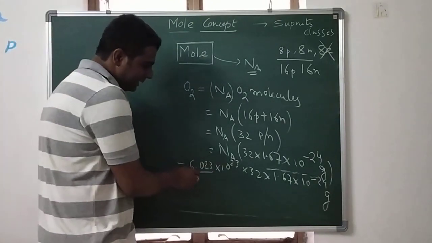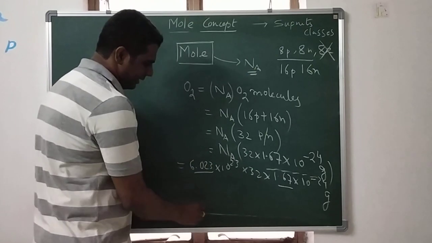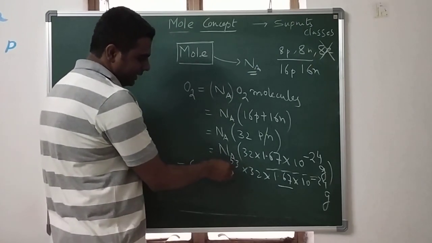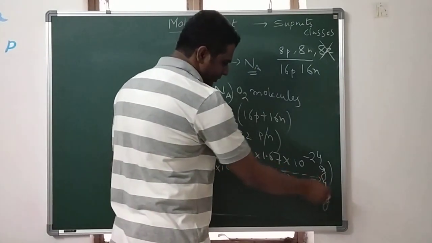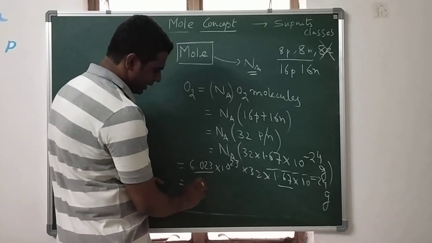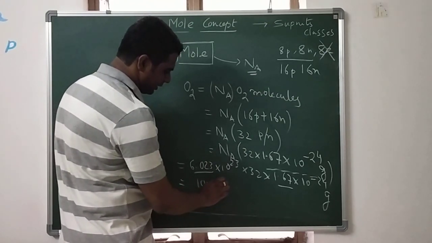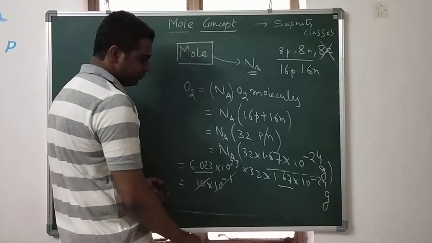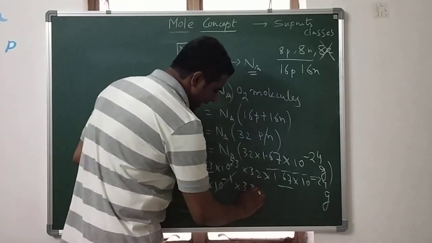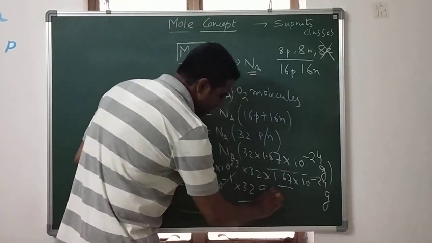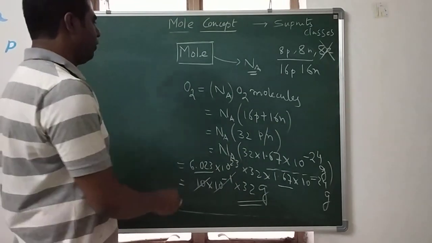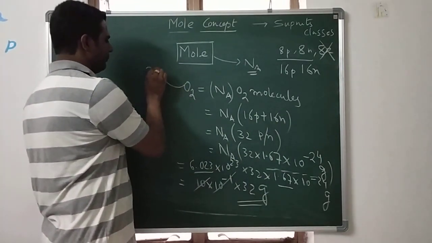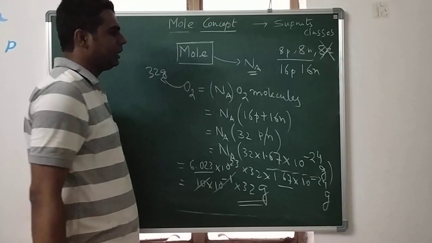Now if you multiply this, it is approximately 10, and obviously if you multiply 10 to the power 23 with 10 to the power minus 24, you will get 10 to the power minus 1. So 10 into 10 to the power minus 1 cancel out and you will be left with 32. And that is why the molecular mass of O2 is 32 gram, which we call molecular weight.